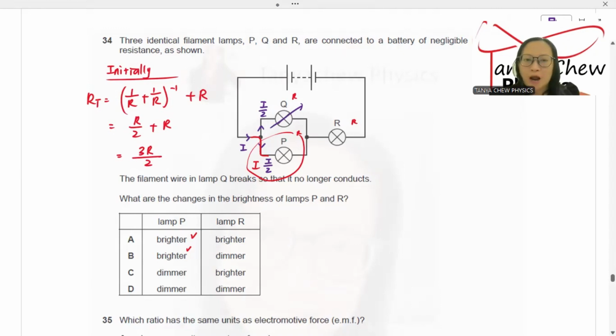That is 1.5 R. Now, when lamp Q breaks, all the current will flow through P and R only. So the total resistance across P and R would increase. Due to the total resistance increasing, R would be dimmer as compared to before. That is why the answer is B.